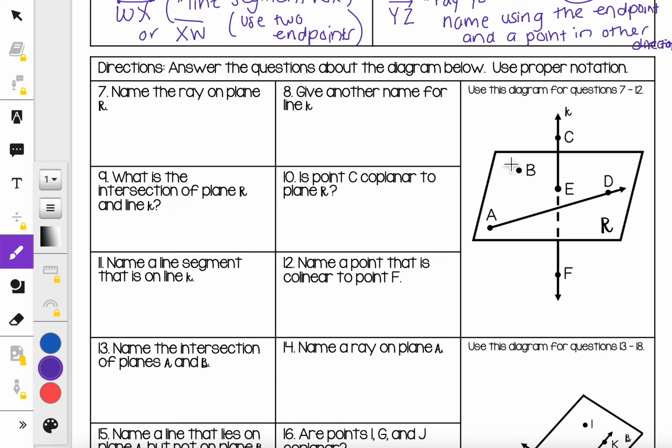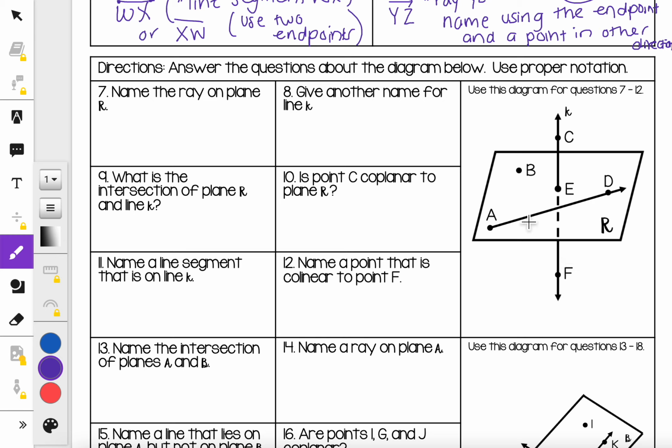Okay, so this is the diagram I'm using for numbers 7 through 12. All right, here's plane R. Name the ray on it, okay? So I do just want to quickly talk about what this kind of diagram is. So this is a plane here, and we have a line going through it. But you kind of want to imagine this where, like, if you took your pencil and you poked a hole through your piece of paper and you had some of the pencil showing above and some of the pencil showing below, that's kind of what this looks like here.